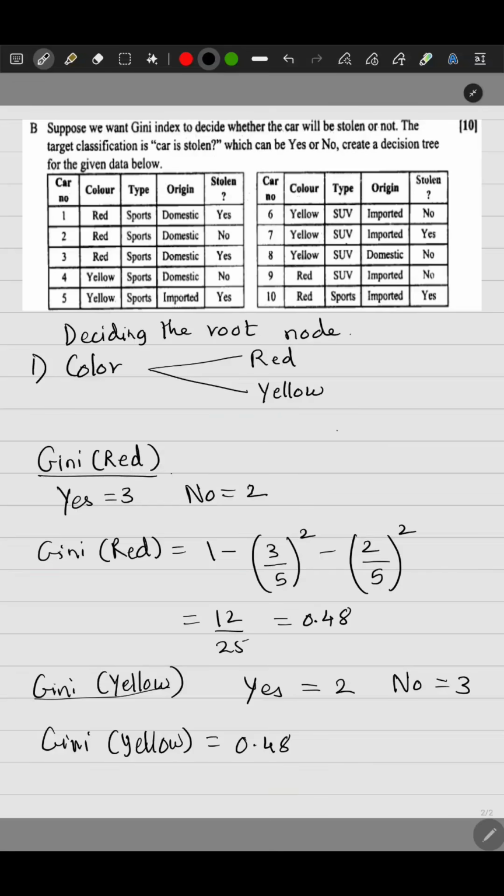Now we have to calculate the weighted Gini impurity value for the attribute color. Now we'll assign weights. 5 cars are red, so 5 by 10 times 0.48, and 5 cars are yellow, so 5 by 10 times 0.48, which comes out to be 0.48. So just remember this value, that the weighted Gini value for color is 0.48.